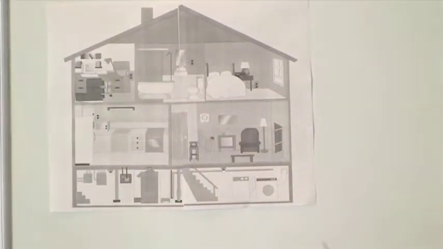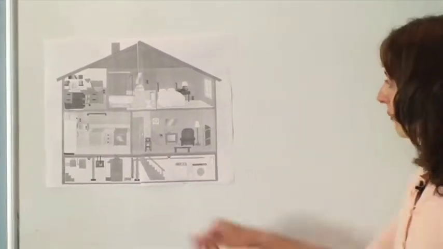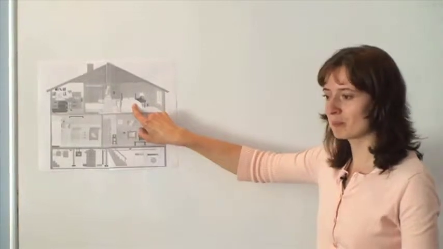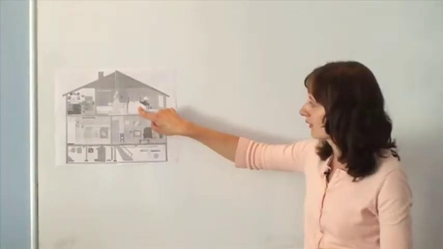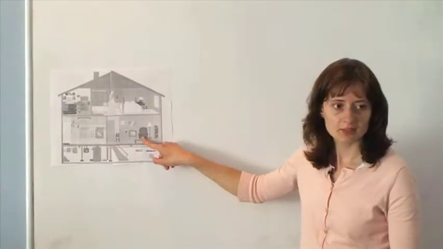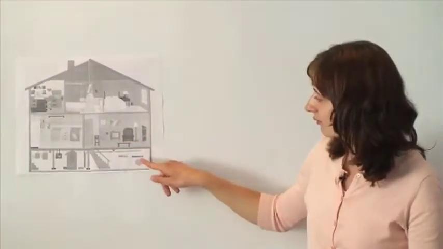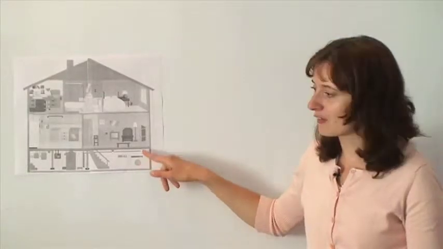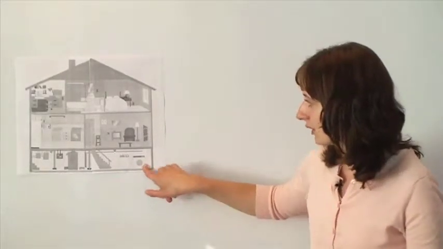So my bed is in the bedroom. That would be a prepositional phrase. The chair, where's the chair? It's in the living room, right. What about the washing machine? It's in the washing room. Is it in the laundry room or in the basement?